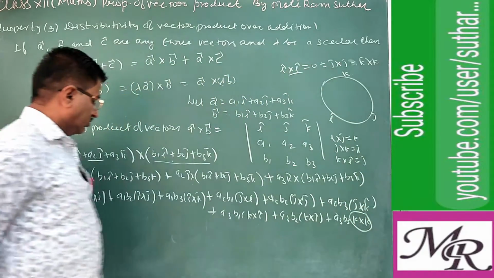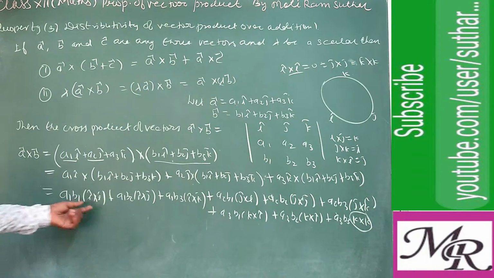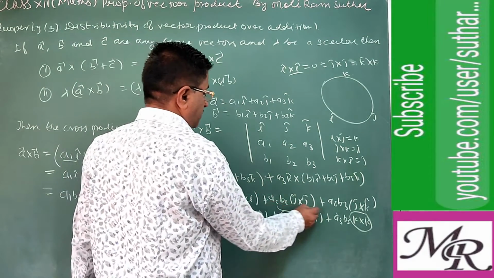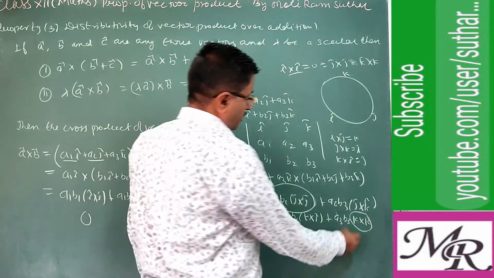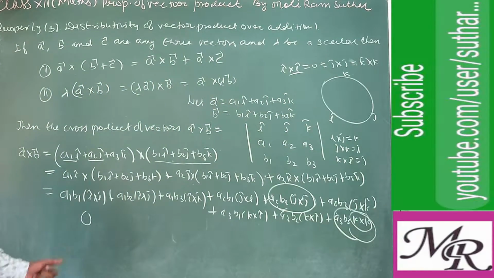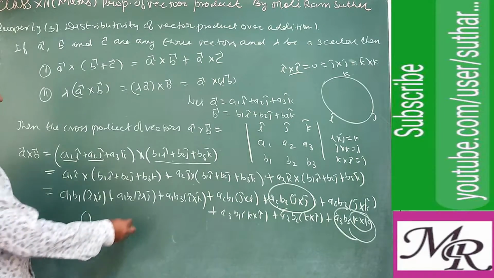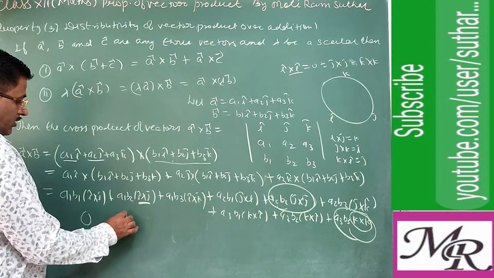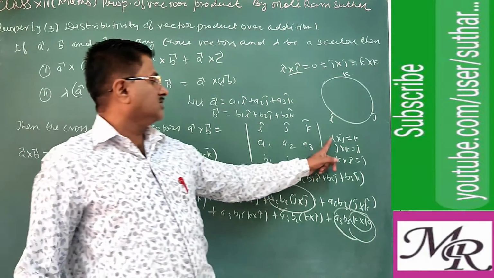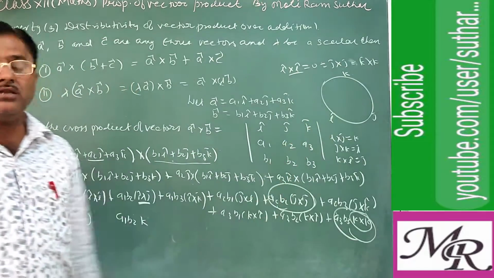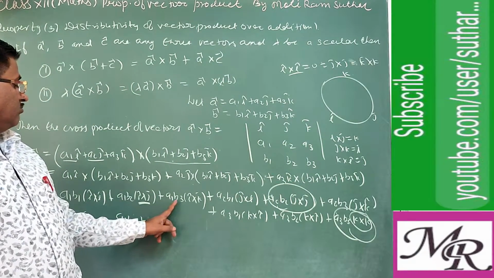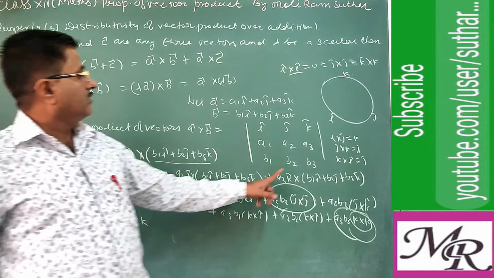Now put all these values. So I cross I, this will be 0, and J cross J, this will be 0, and K cross K, this will be 0. All three terms will be 0. Then you see I with J: A1, B2, that will give K. I cross J gives you direction K. Clear?